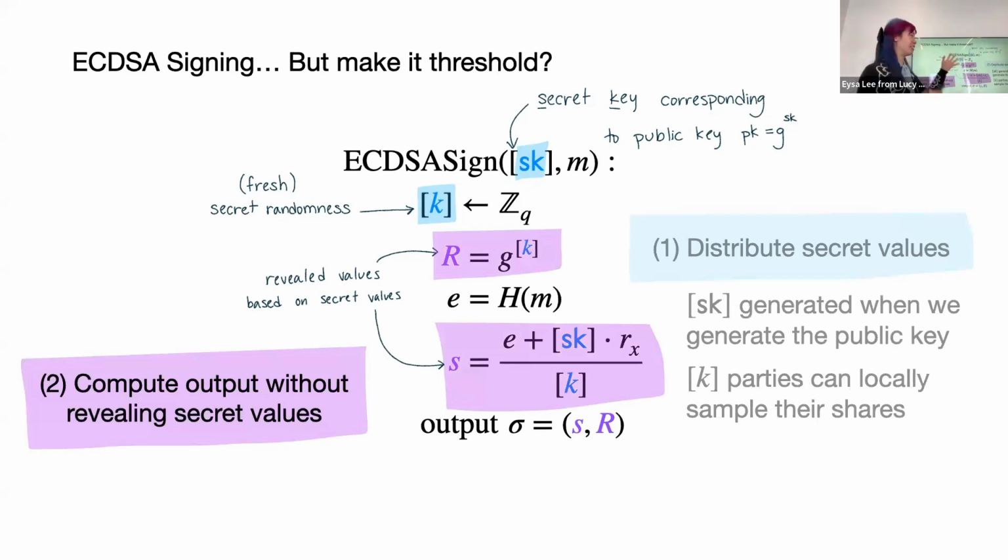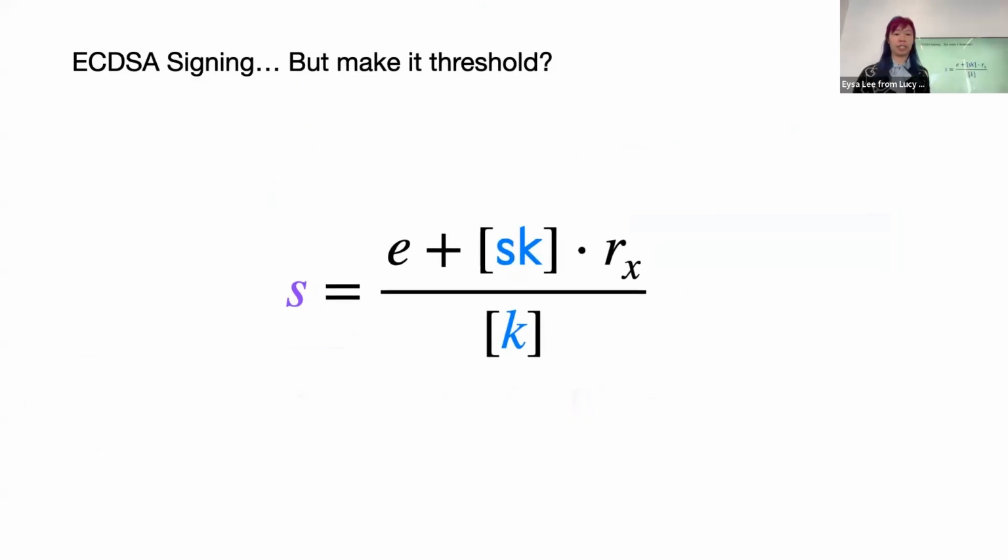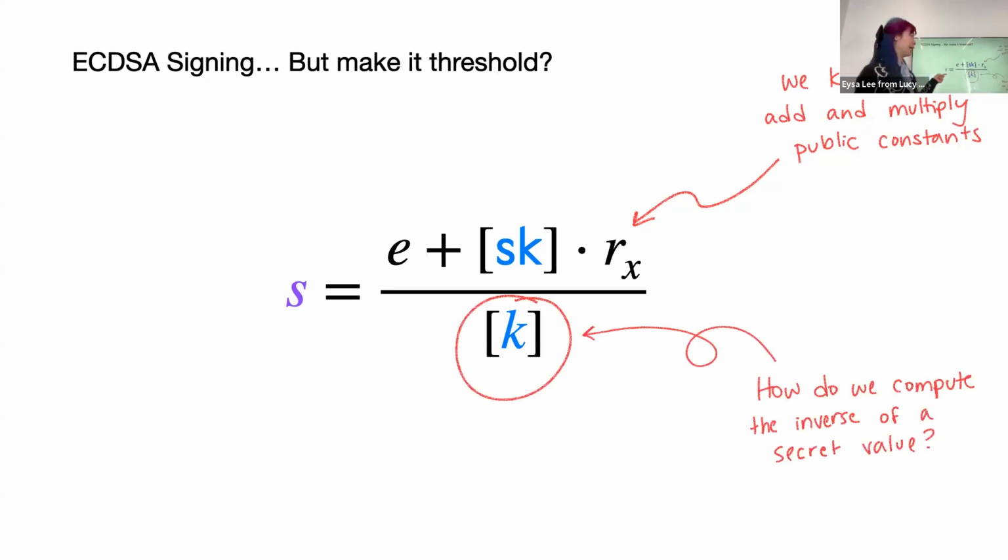Now that we've shared the values, let's go on to the next step, which is actually computing the output without revealing these secret values. So let's zoom in on this S that's kind of tricky. And let's think about, how do we compute this? Well, we already know how to do this top part because I've showed you how to add and multiply public constants. But what about this inverse? How do we compute the inverse of an additive secret share?